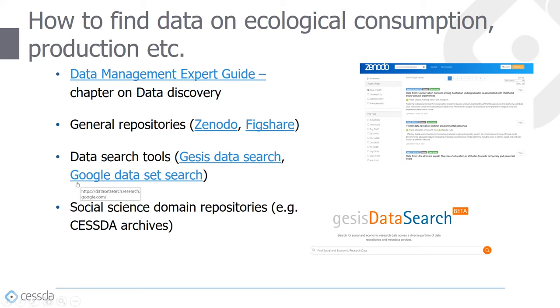Probably most general is Google Dataset Search. It's some sub tool or sub page of the general search tool of Google, which is searching through the internet and returning only what is identified by the tool as a data set. And the second is GESIS's data search tool. It's less general because it's not searching through all the internet, but is searching only through data which are registered in GESIS.